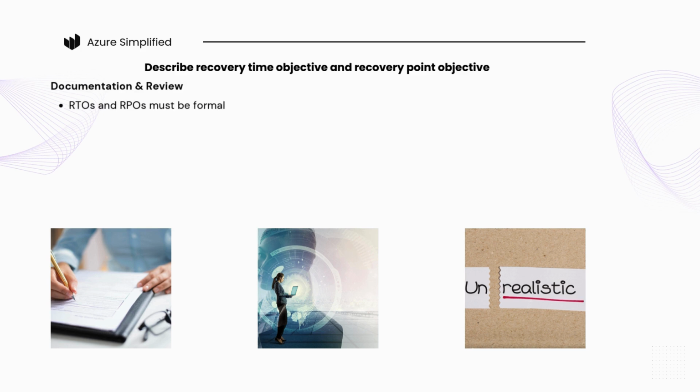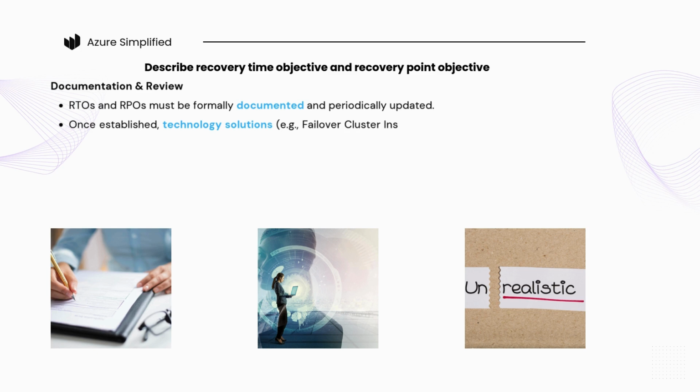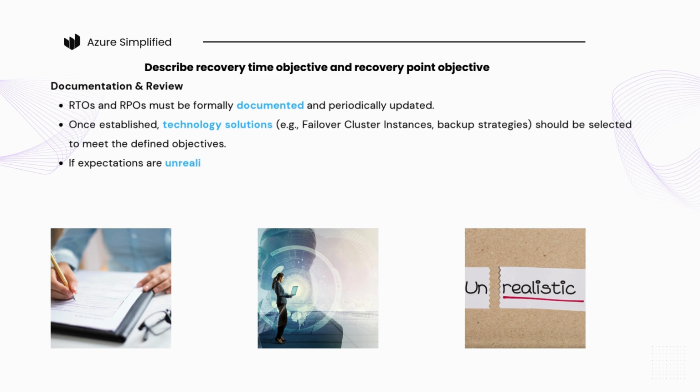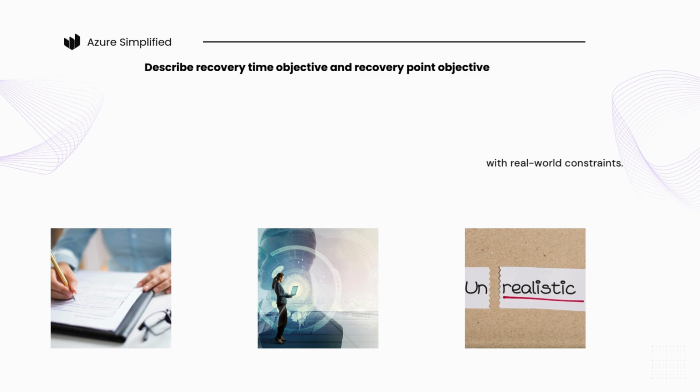Documentation and review. RTOs and RPOs must be formally documented and periodically updated. Once established, technology solutions, e.g., failover cluster instances, backup strategies, should be selected to meet the defined objectives. If expectations are unrealistic, adjustments to RTO and RPO are necessary to align with real-world constraints.